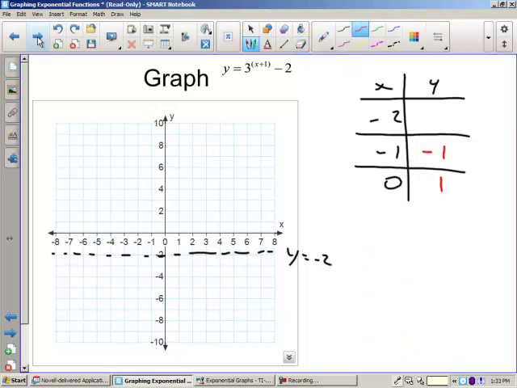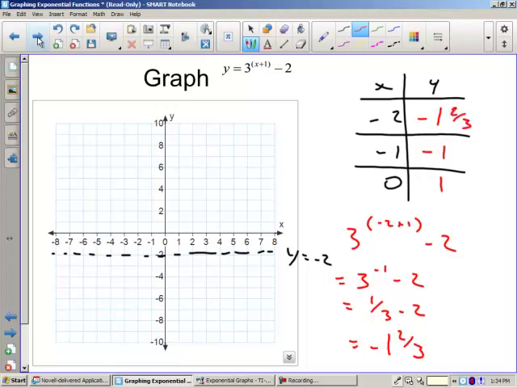And then finally, when I use -2, 3 to the power -2 plus 1 minus 2 is going to be equal to 3 to the -1 minus 2. Well, 3 to the -1 is 1 over 3 to the 1, so it's 1/3 minus 2, and 1/3 minus 2 is -1 and 2/3. So when x is -2, my y value is -1 and 2/3.